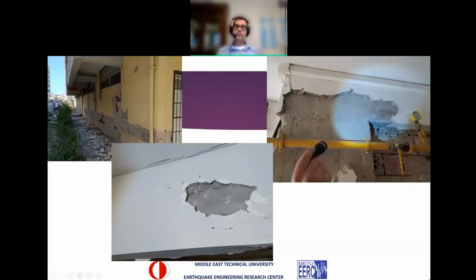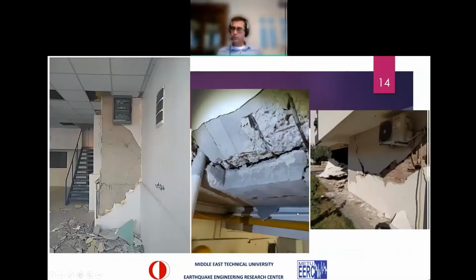On the beam, you see here the shear cracks, diagonal cracks, or here you see the beam shear wall connection, inadequate reinforcement. Due to the inadequate reinforcement, flexural failure, flexural cracks. Also, in a lot of walls, or shear walls or columns, we saw shear cracks. As you see, those diagonal cracks, they suffered a lot.